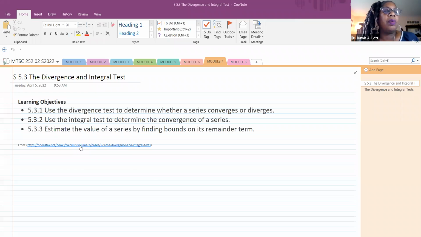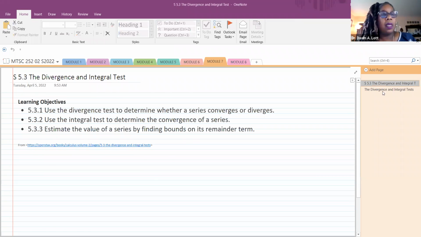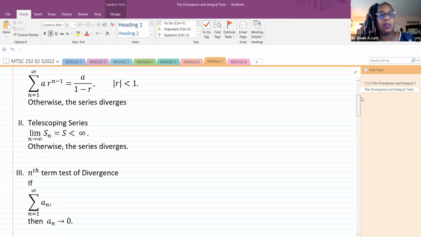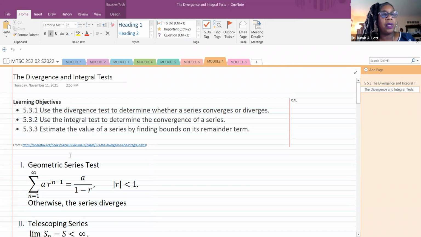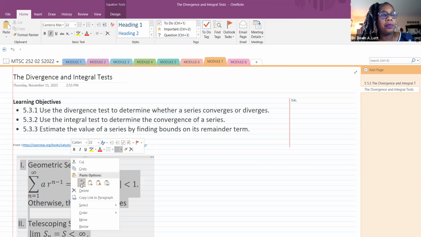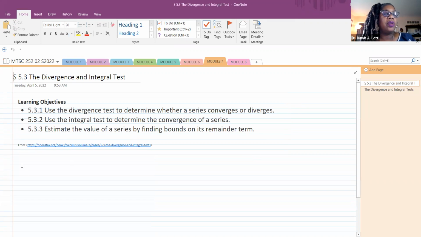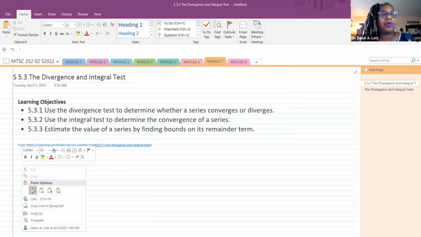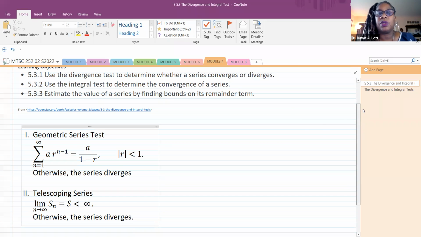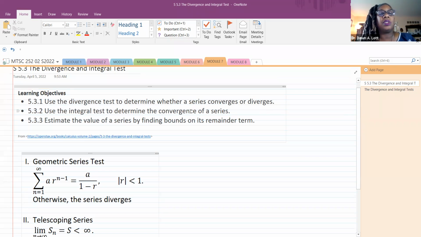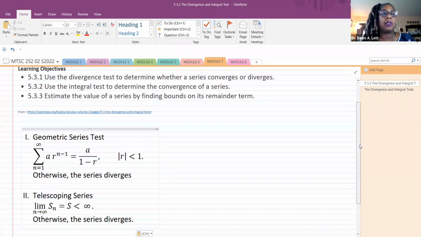Okay, so now we are going to work on the divergence and the integral test. So this is our new section. And the first thing I want to do in this section is just have a quick review of what we did in the last section. Okay, so in this section, we are going to use the divergence test to determine whether a series converges or diverges, use the integral test to determine the convergence of a series, and estimate the value of a series by finding bounds on its remainder term. If we have time, we will do that.